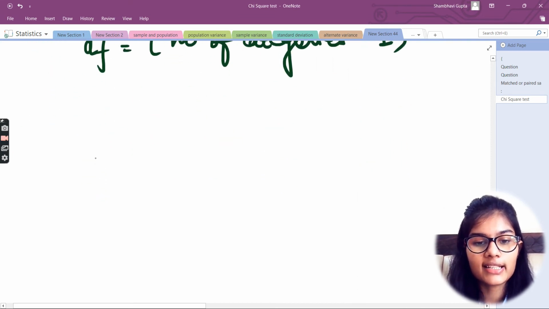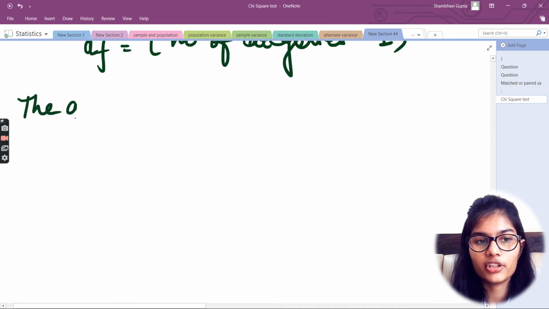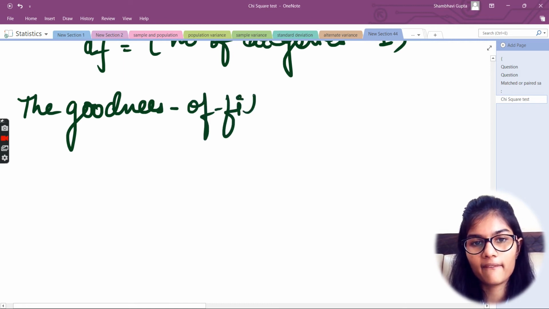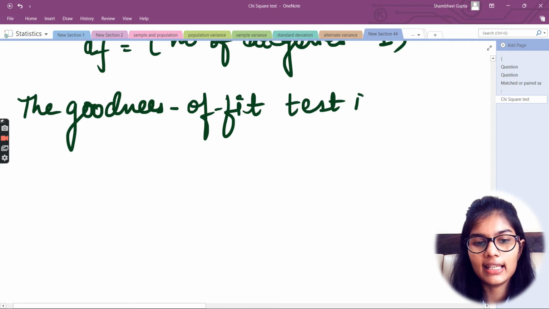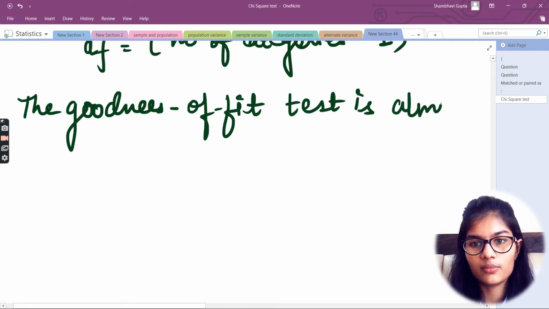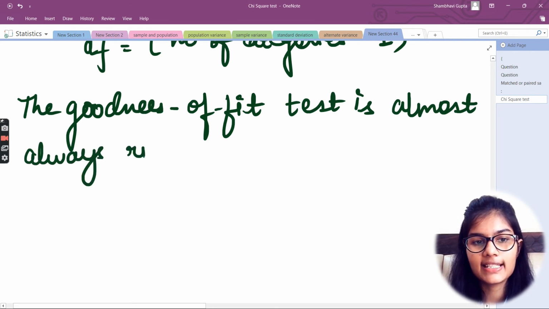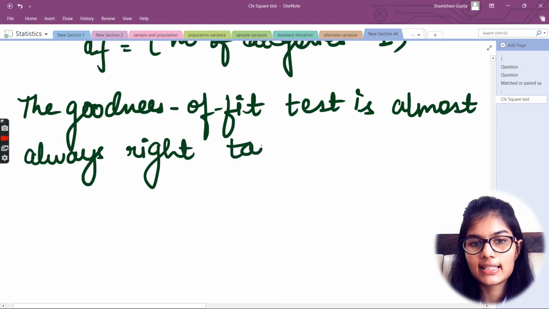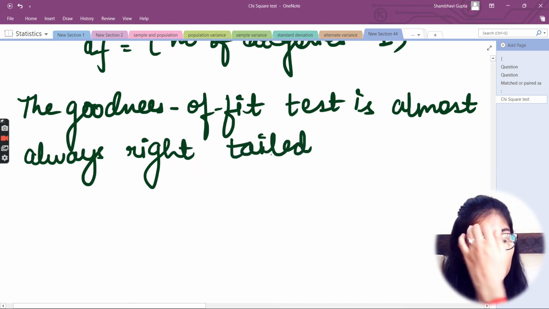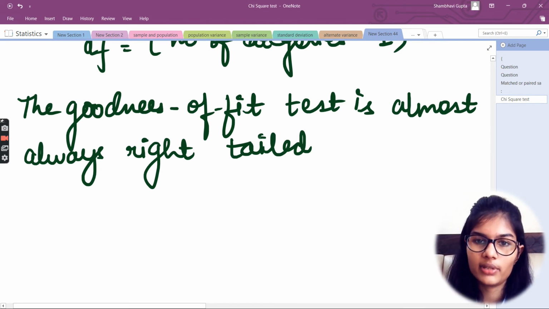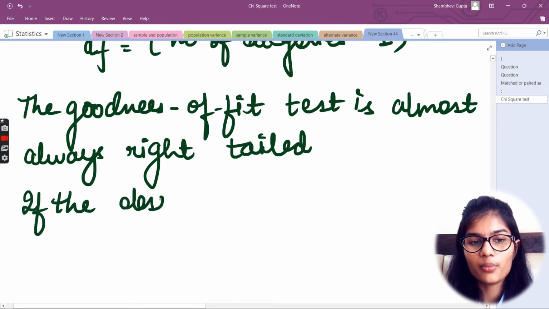Next, the goodness of fit test is almost always right-tailed. As I have already mentioned previously as well, the goodness of fit test is almost always on the right-hand side only. That's always right-tailed, right?